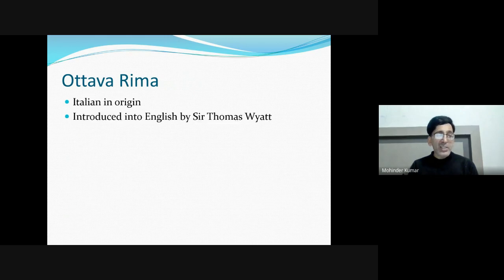Now the next stanzic form is ottava rima. The name itself indicates it: ottava means eight. This stanzic form started in Italy, like the sonnet. Sonnet also started in Italy. So ottava rima also started in Italy, and it was introduced into England by Sir Thomas Wyatt. You must remember, it was Sir Thomas Wyatt who introduced ottava rima into English. And ottava rima is a stanza of eight iambic pentameter lines. Ottava means eight.